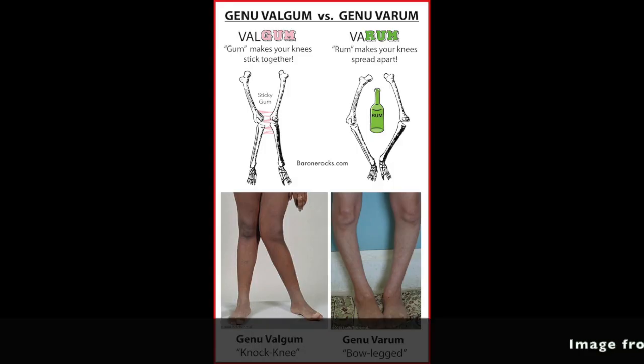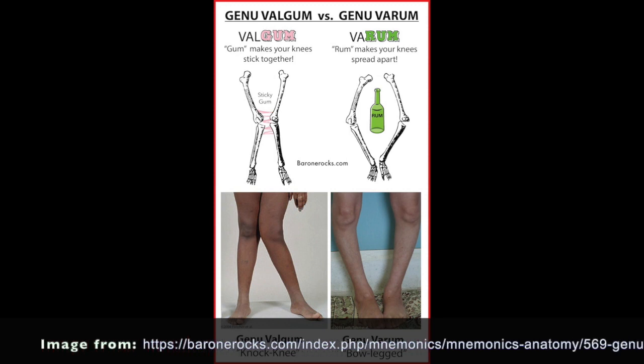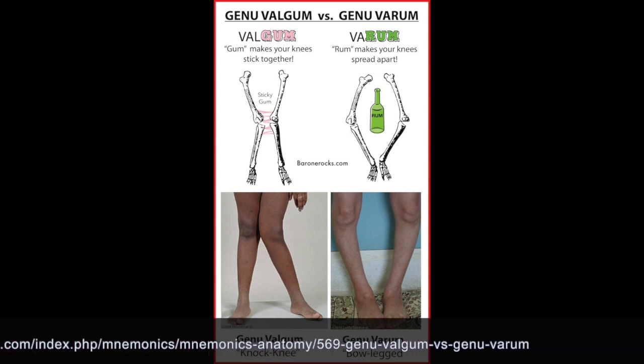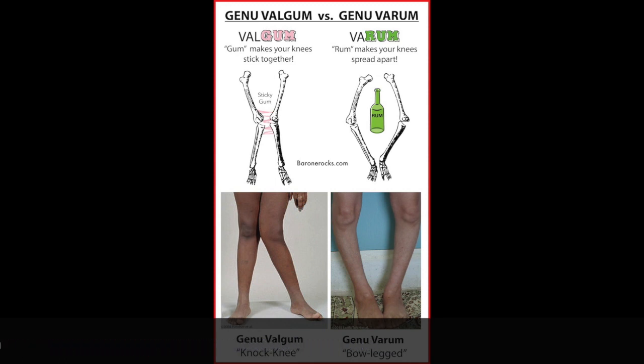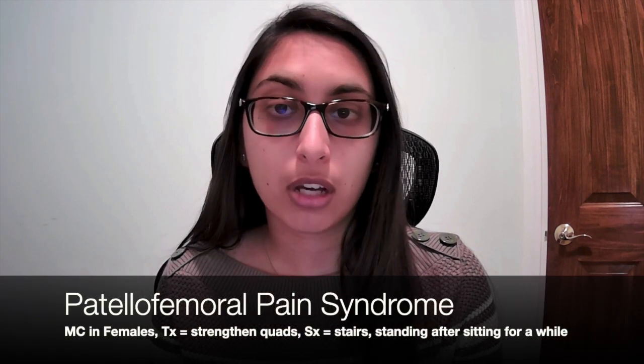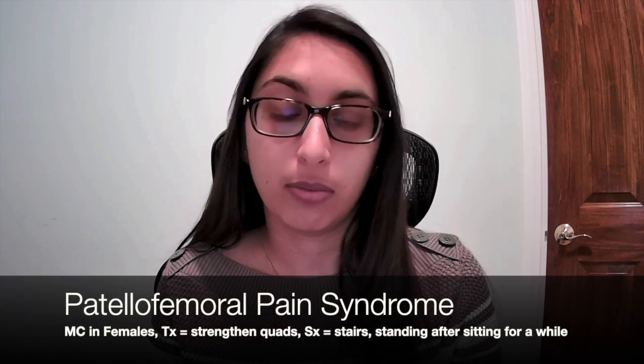Next, we have genu valgum and genu varum. This is a very common thing that can happen in kids, so you can just reassure them they should grow out of it. So genu varum is normal from birth until age 2, and this is described as bow-leggedness. Genu valgum is when they're knock-kneed, and that's common from ages 2 to 5, and they should grow out of it by age 7.